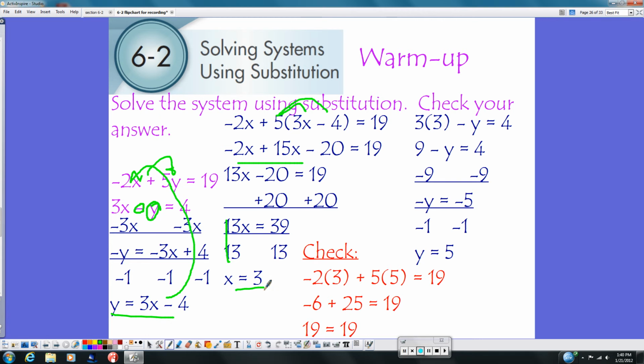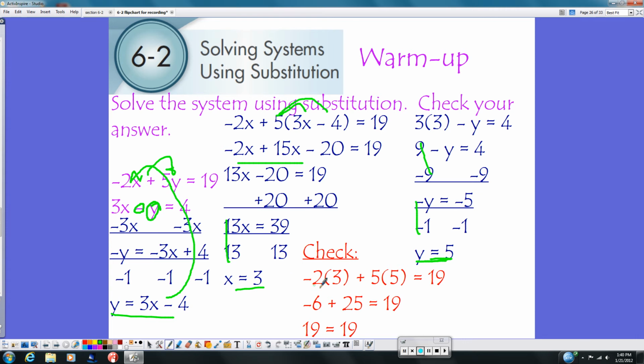We know what x is, now we need to find y. So we use the second equation and we have 3 times 3 minus y equals 4. 9 minus y equals 4. Subtract the 9 from both sides to get negative y equals negative 5. Divide both sides by -1 to get y equals 5.